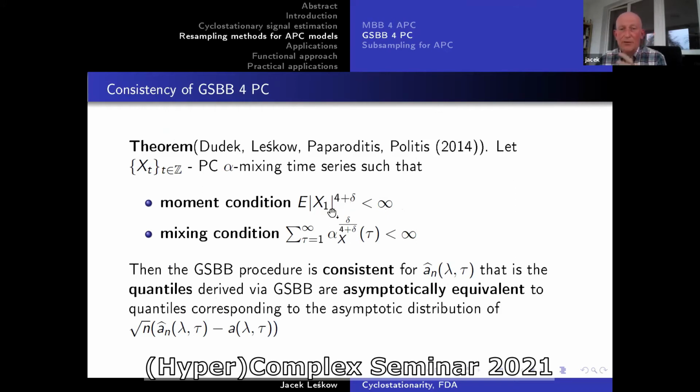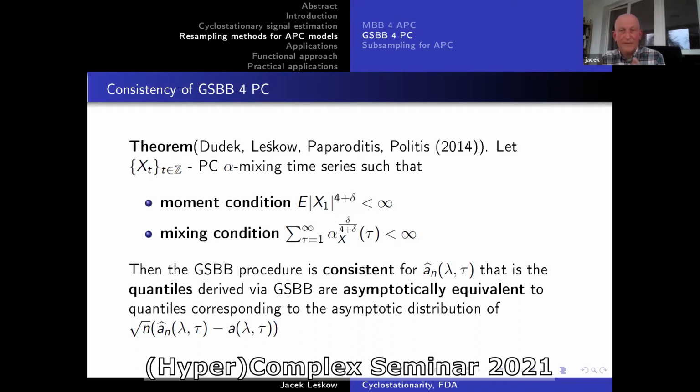You always think, by the way, of delta as something very small. So delta will not be 1,000. Well, theoretically it can be, but it will not be very convenient for us. And then the mixing condition, again, as before, related to the order of the moment. Then the GSBB procedure is also consistent. This is reproducing the confidence intervals that you can get using the normal distribution.